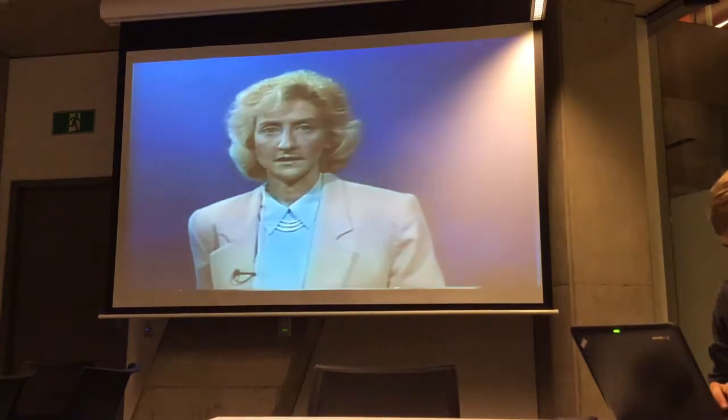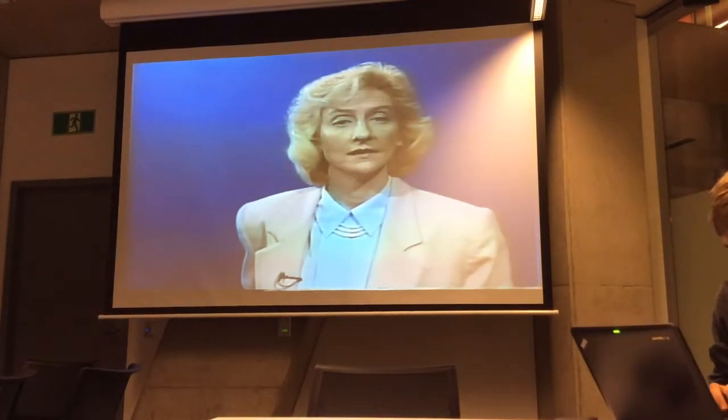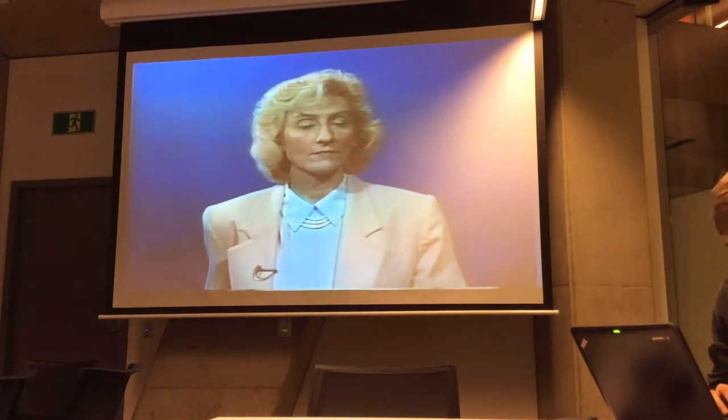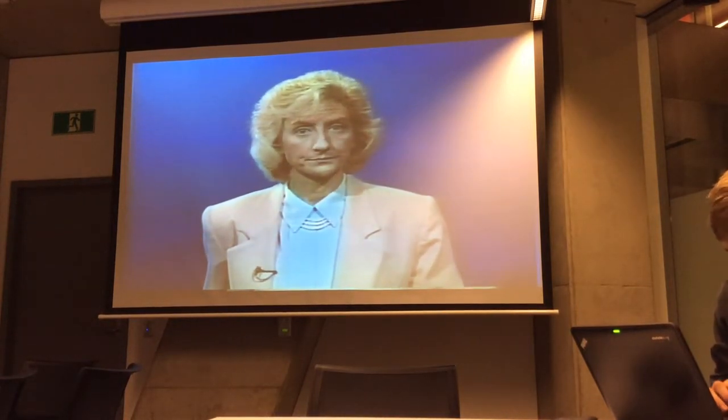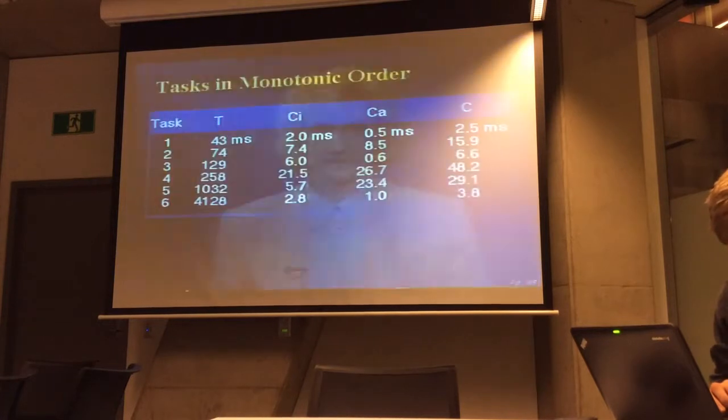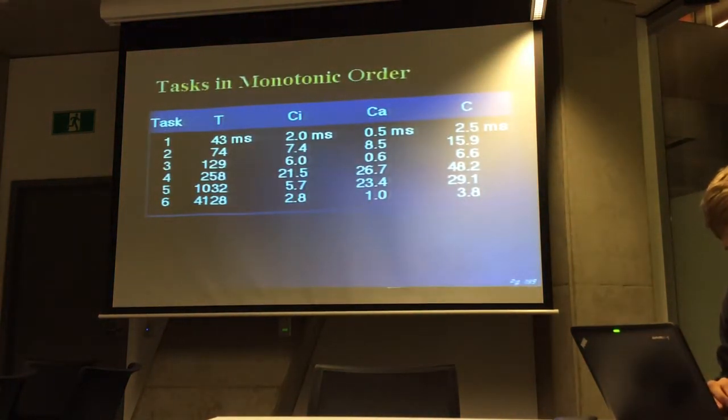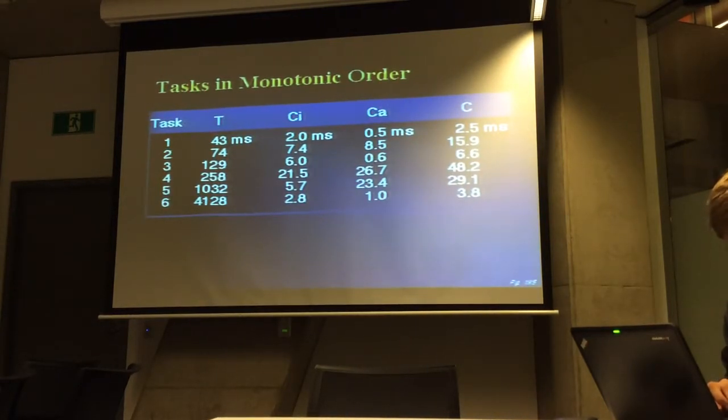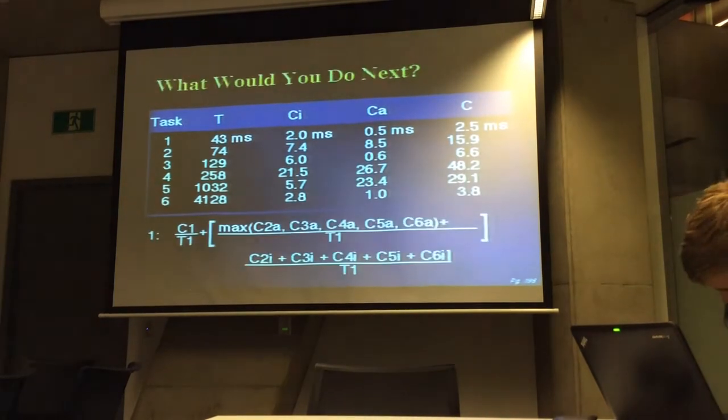Back to our case study. What are we going to do next? We saw in the model that the problem was still the blocking factor. Here's a summary of the tasks in rate monotonic order showing each period length, time in interrupt processing, time in application processing, and the total execution time. Looking at the schedulability model for task 1, what would you investigate? What's a likely candidate?